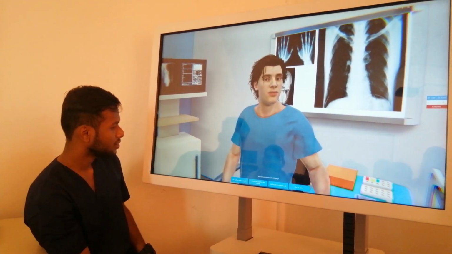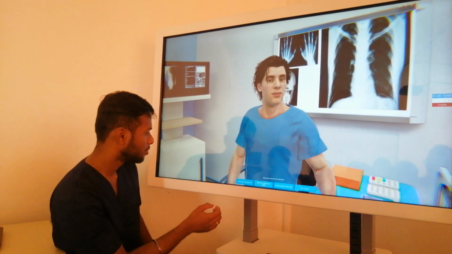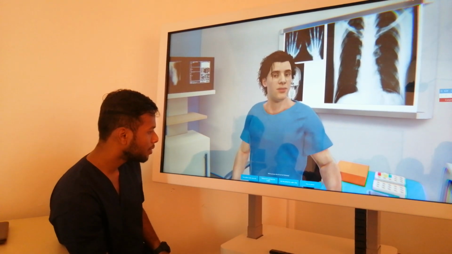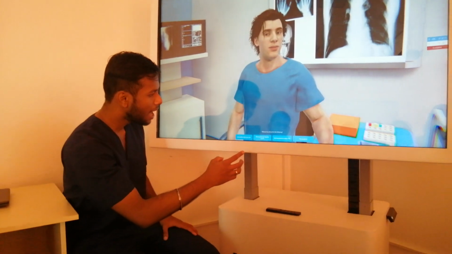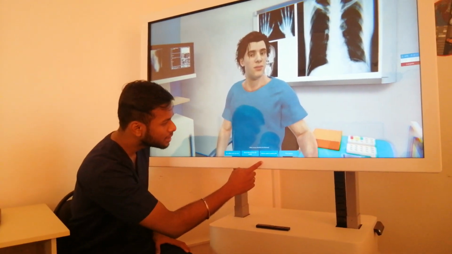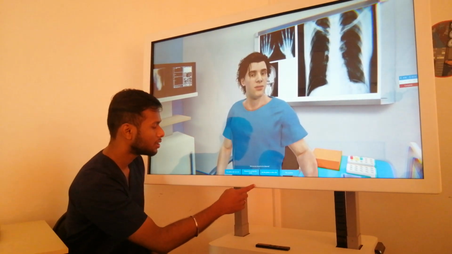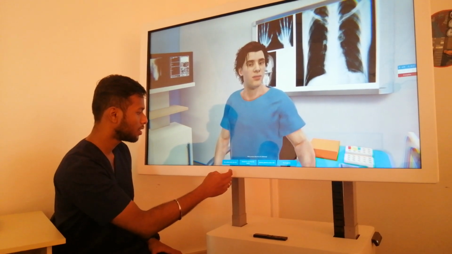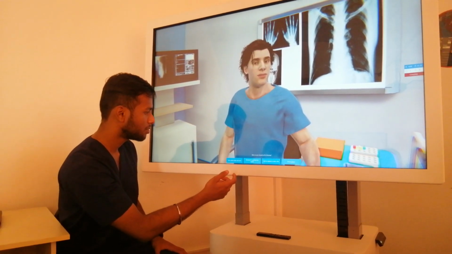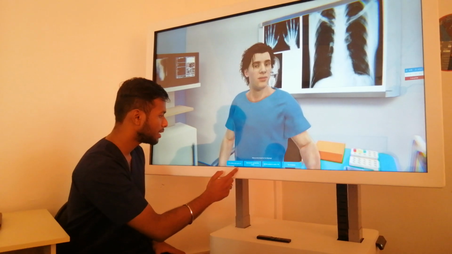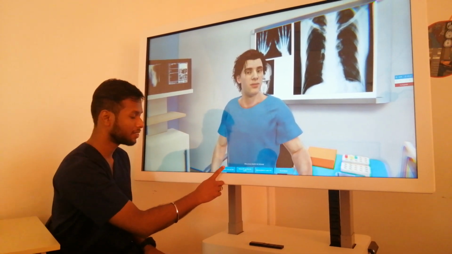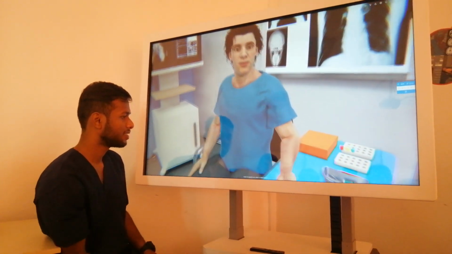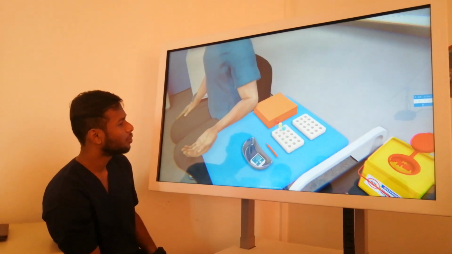What process should be the following? Put the pillow under your arm, remove the cap from the needle, ask the patient to make a fist, put on the gloves. Before clicking, reading again. What do you choose? Put the pillow under your arm. Okay. Under the patient's arm, place a rubber cushion.